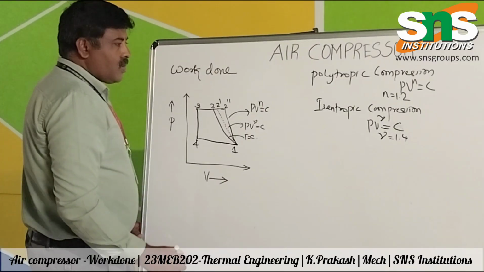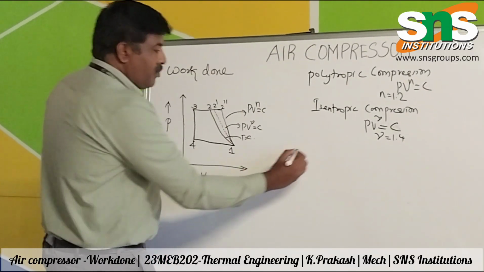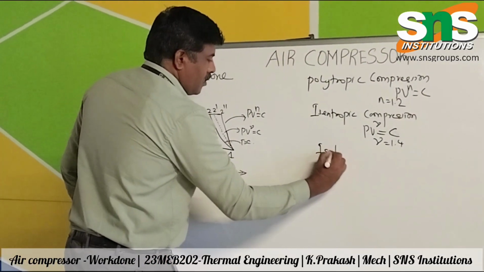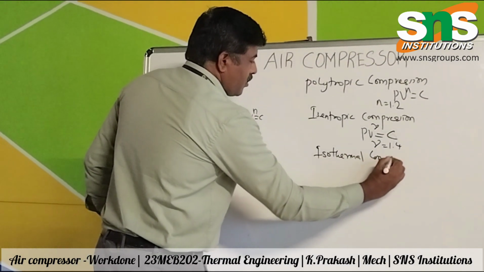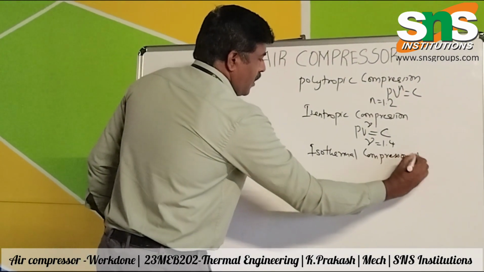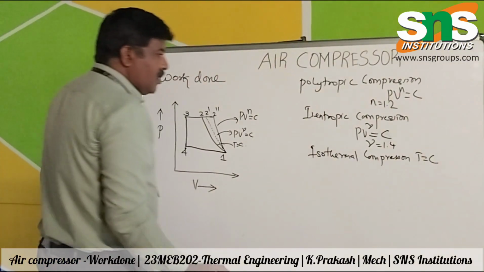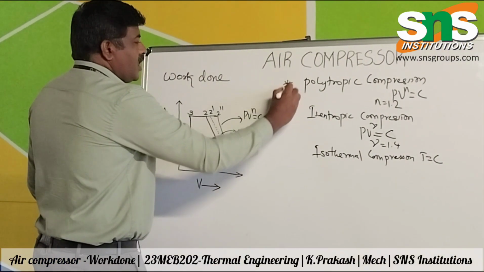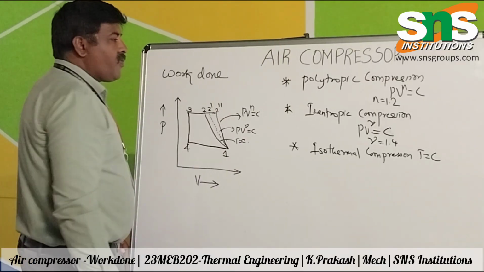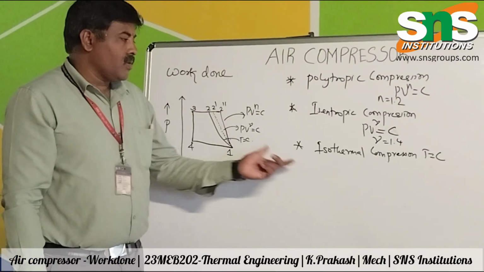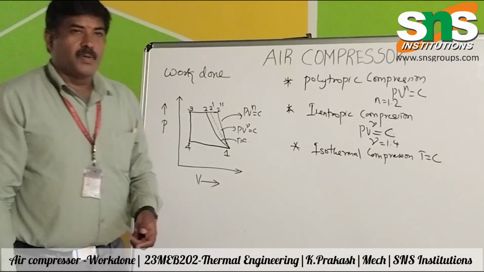The third one is the isothermal compression. In isothermal compression, the temperature remains constant. So here the compression takes place in three different ways. One is polytropic compression, one is isentropic compression, another one is isothermal compression.